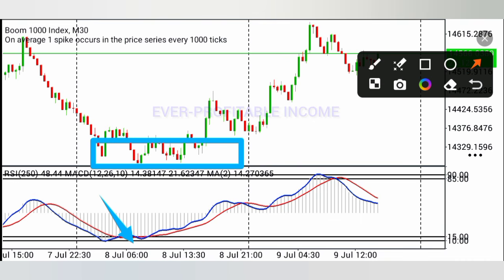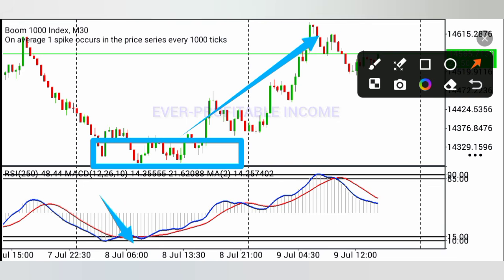Okay, so imagine identifying a support zone right here at the 30 minutes time frame and then heading over to the 1 minute time frame to get a position. You are going to catch a whole lot of spikes. Can you see that? All these are 30 minutes candlesticks, and on the 1 minute time frame it is going to spike. Okay, so that is what I'm trying to explain to you.